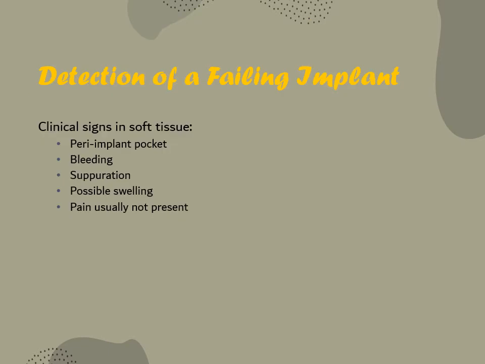The detection of a failing implant. This is sad. So clinical signs in a soft tissue, we're going to see a peri-implant pocket, right? So we're going to see a deep pocket, deeper than what it was at its baseline. We're going to see bleeding around that area, suppuration or pus, right? You're going to be able to press against that tissue around it and have that kind of exudate come out, and then possible swelling in the tissue around it.